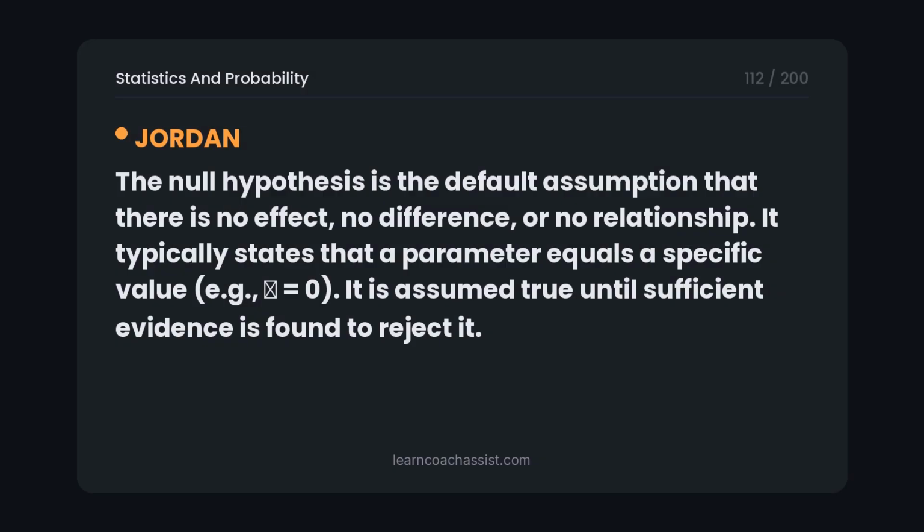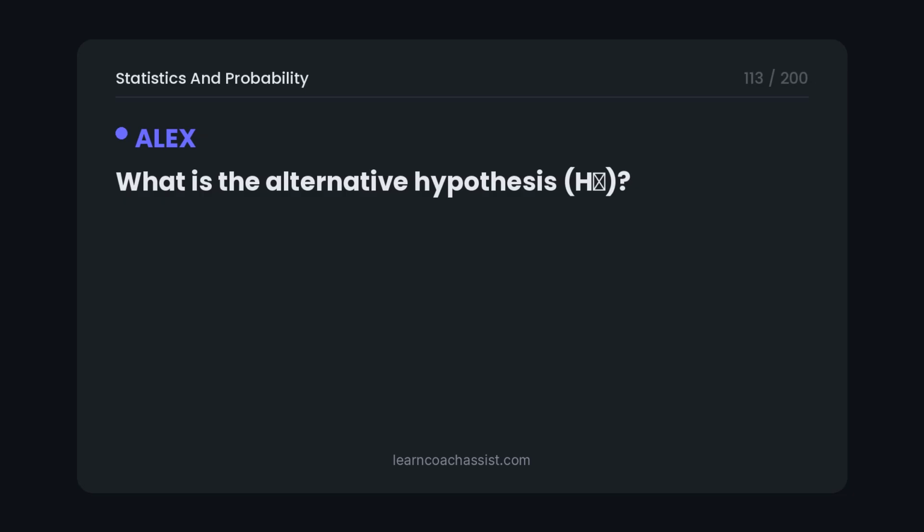The null hypothesis is the default assumption that there is no effect, no difference, or no relationship. It typically states that a parameter equals a specific value, e.g., mu equals 0. It is assumed true until sufficient evidence is found to reject it. What is the alternative hypothesis, H1?